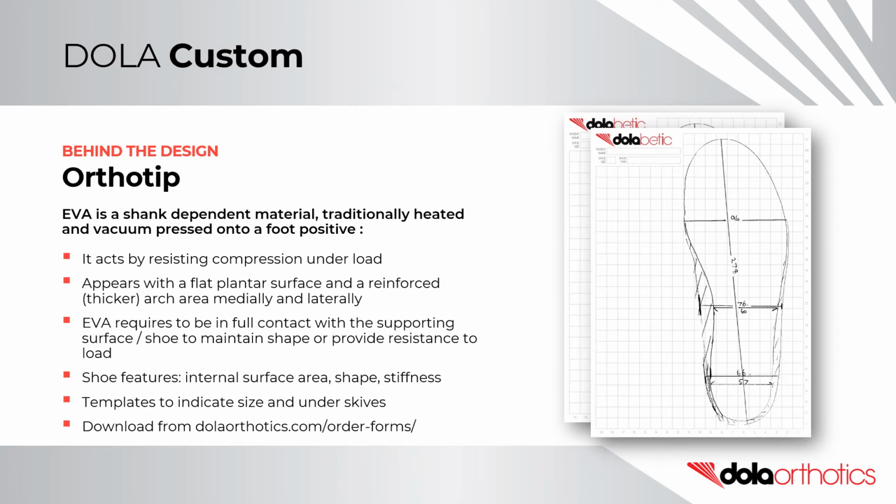Orthotip. EVA, or ethyl vinyl acetate, is one of the most popular orthotic shell materials. It can be used as a thermoplastic material, heated and vacuum pressed to a positive cast in traditional manufacturing, or direct milled from a block in CAD-CAM. An EVA orthotic acts by resisting compression under load of the foot. It will appear with a flat plantar surface and a reinforced or thicker arch area both medially and laterally.